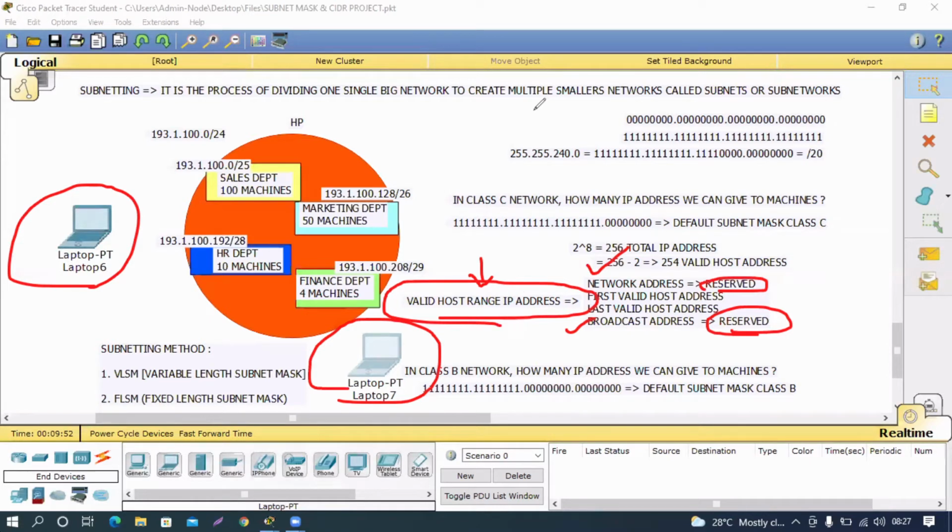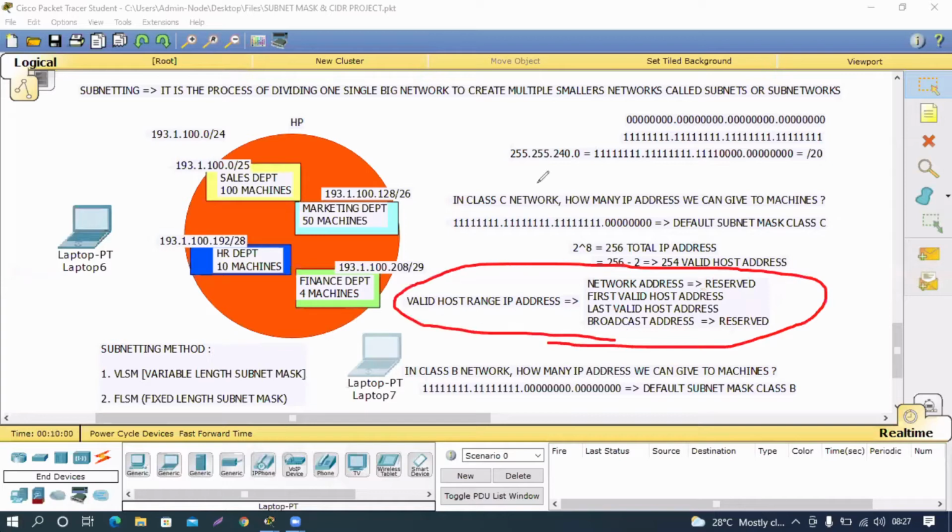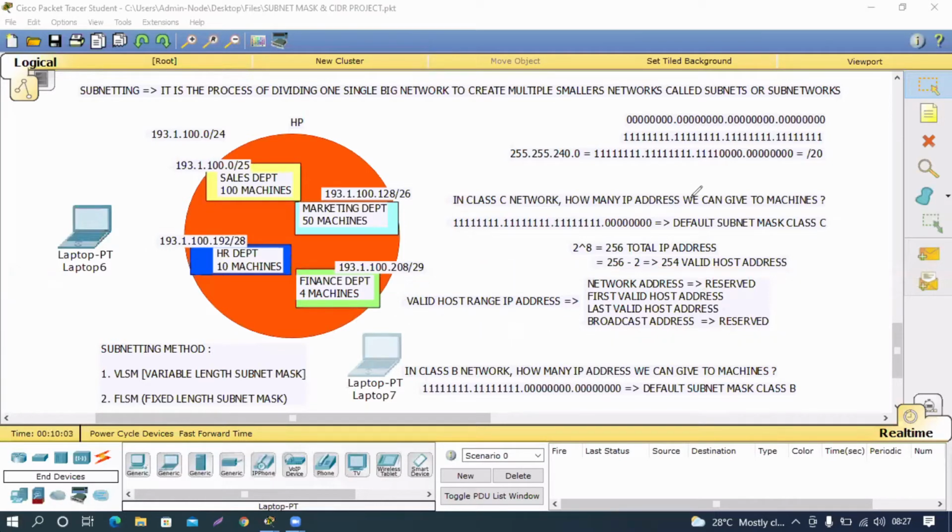Now we are going to find out all these addresses using subnetting and these calculations. But when you get a question like, in a class C network, how many IP addresses, meaning how many valid host addresses are possible, there is a very simple calculation you can do using the default subnet mask. Since it's a class C network, the subnet mask says that we have 24 network bits, and we have 8 host bits.